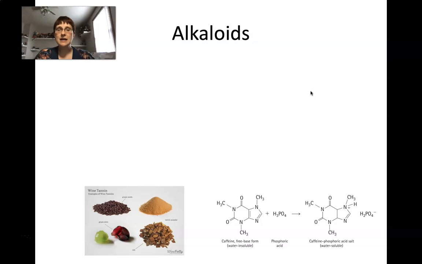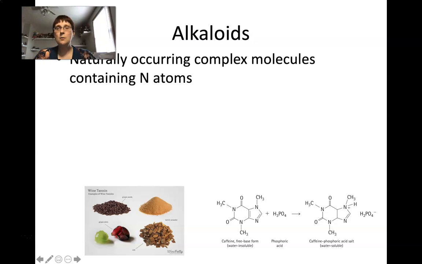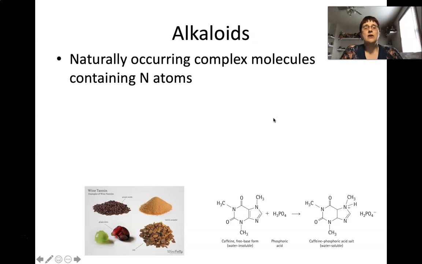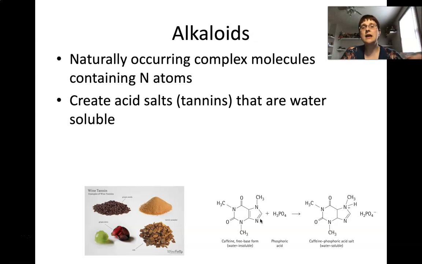All right. Our next functional group is the group of alkaloids. These are complex molecules containing nitrogen atoms. If you look down here, these are hydrocarbons. They do have hydrocarbon rings all over the place. They have hydrocarbons coming off the sides, but there are nitrogens that are attached and buried on the molecule. So why would we care about these? Well, these alkaloids, these nitrogen atoms, allow these molecules to do something that's kind of interesting. And that is they create acid salts, aka tannins, that are water soluble.